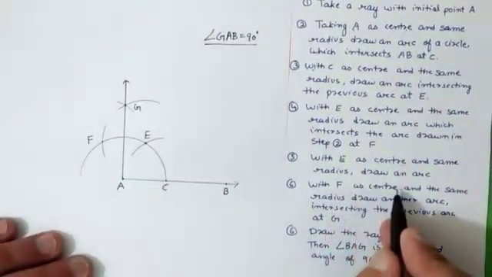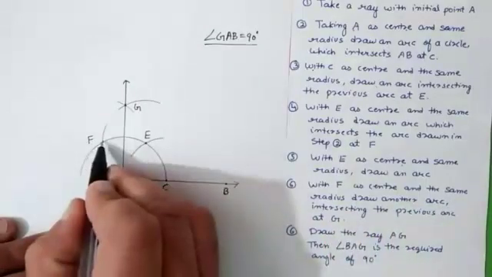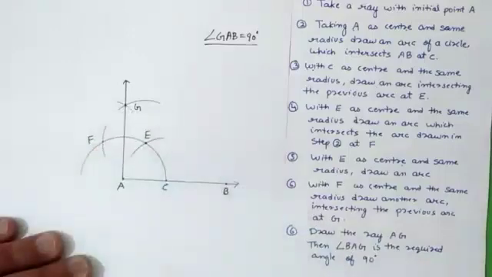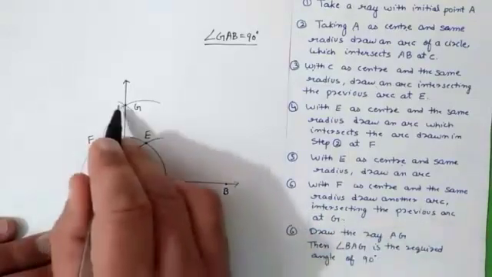After that, keeping F as the center with the same radius, draw another arc. Now keeping F as the center, we have drawn one more arc intersecting the previous arc at G, and we have given the name G over here.